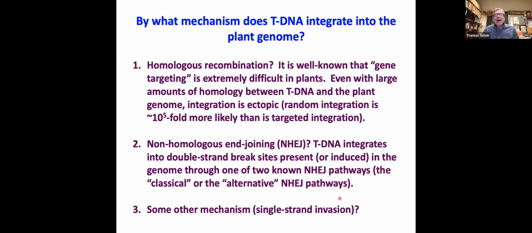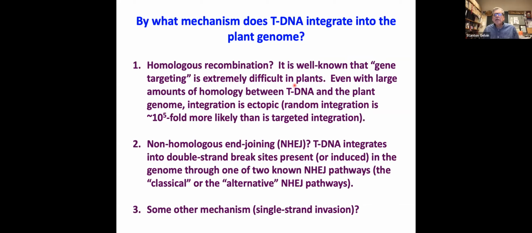So the question is, how does tDNA integrate into the plant genome? What mechanism does it use? People initially thought, well, maybe it's using some form of homologous recombination. But we know that that's not true, because you could put tens of kilobases of plant DNA into the tDNA, infect the plant, and the tDNA does not use this homologous plant DNA to integrate. It just goes wherever it wants to, basically.